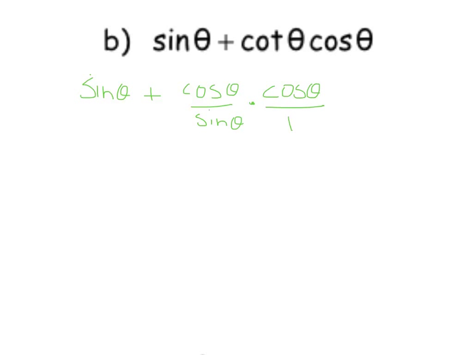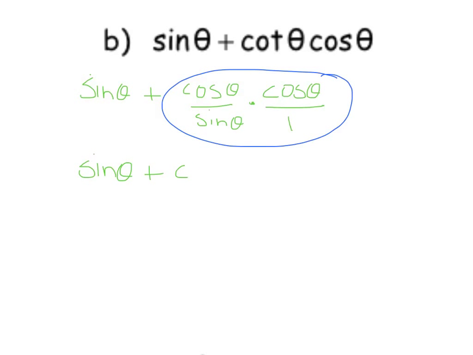So, we are going to multiply these two fractions together, and we are going to get sine of theta plus cosine squared of theta over sine of theta. And I'll put that over 1. Alright, so you may say, well, Mr. Pratt, I don't even know where to go from here. I'm so confused. Well, pay attention to this. What are you doing with these fractions? I'm adding them. You're right. You're adding them.